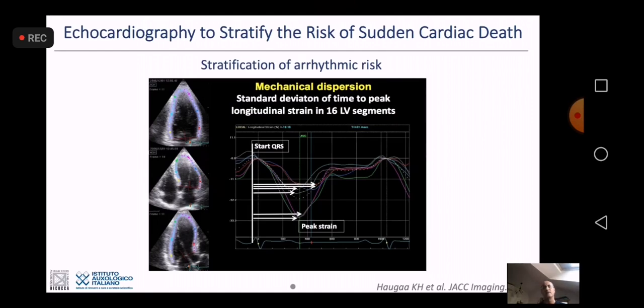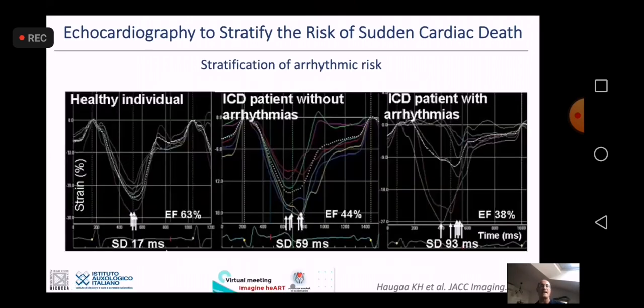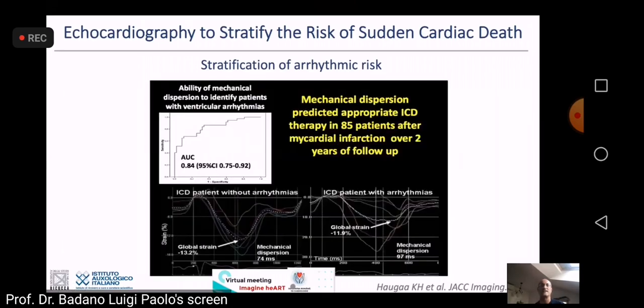Christina Auga was the main driver of this line of research, showing that we can measure the time from start of the QRS to the peak of the segmental strain curves, and making the standard deviation of those times to obtain a so-called mechanical index that is a parameter of the mechanical dispersion inside of the left ventricle, and is related to the content of fibrosis. And the higher this mechanical index, this standard deviation, the higher is the risk of potentially lethal arrhythmias in those patients.